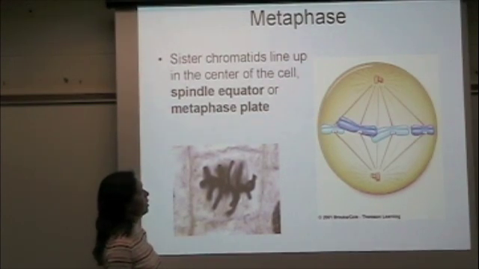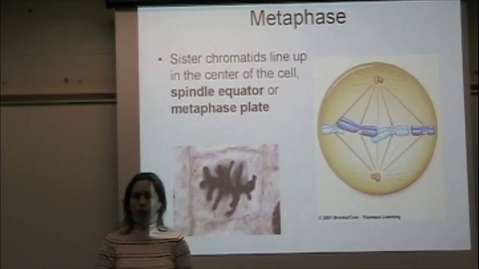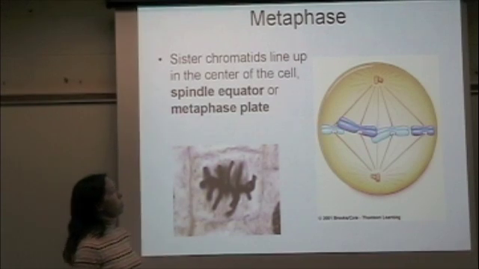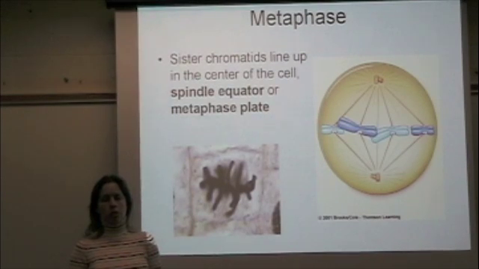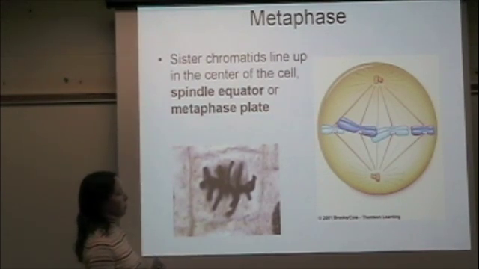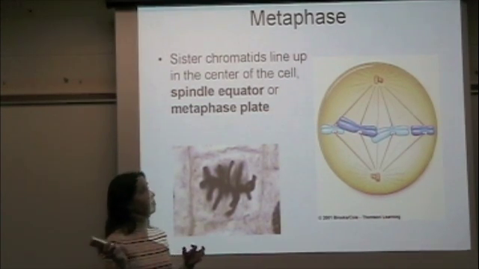The middle of the cell is sometimes called the spindle equator, so just like the equator of the Earth. Sometimes it's also called the metaphase plate. So you can use either one of those terms interchangeably. They are both acceptable. So metaphase: chromosomes line up on the midline.